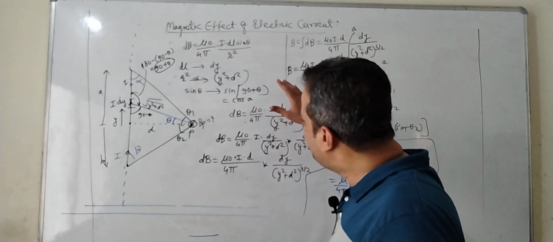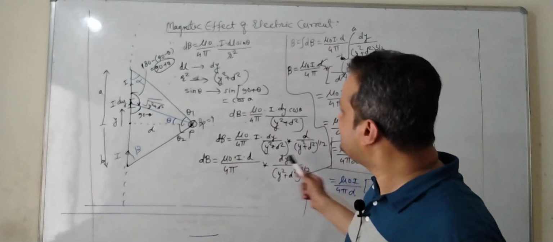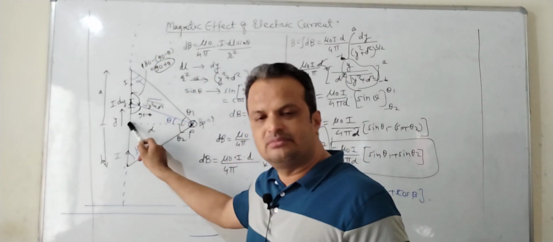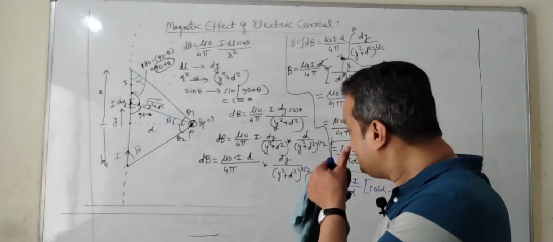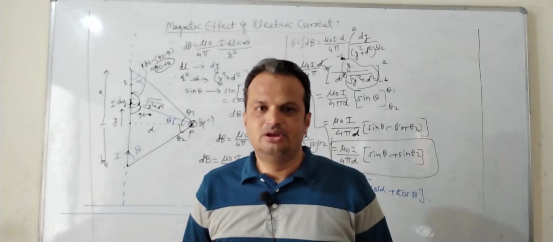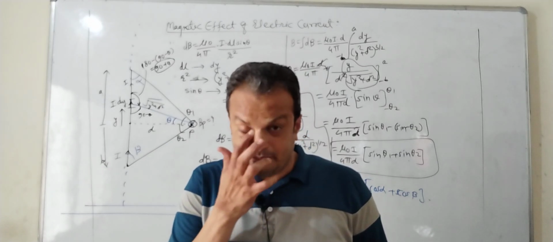Okay. So this is the way we can do it. For semi-infinite, let's say it is finite, so this angle will become 90. This will become 0. Okay, so it will be mu 0 I upon 4 pi d for semi-infinite. So in this way we can calculate. Okay, please note down.